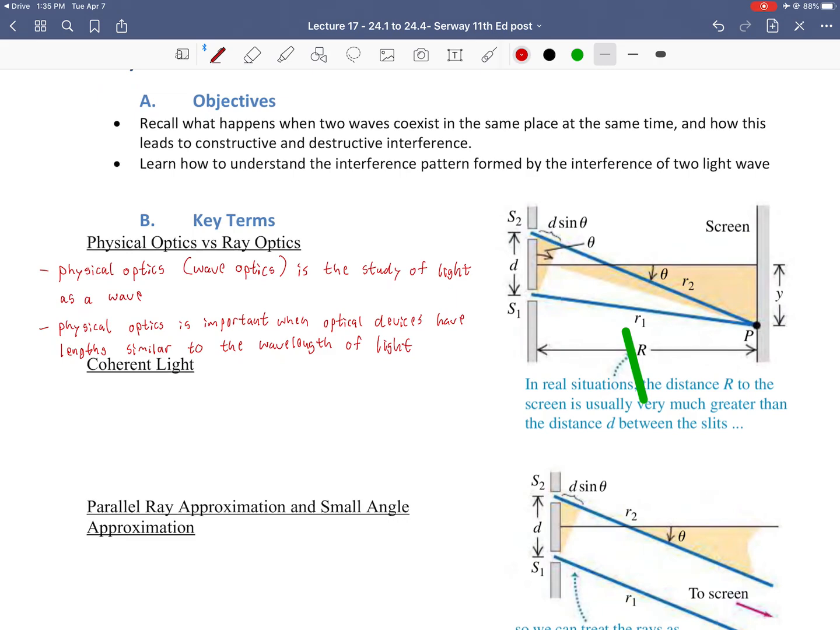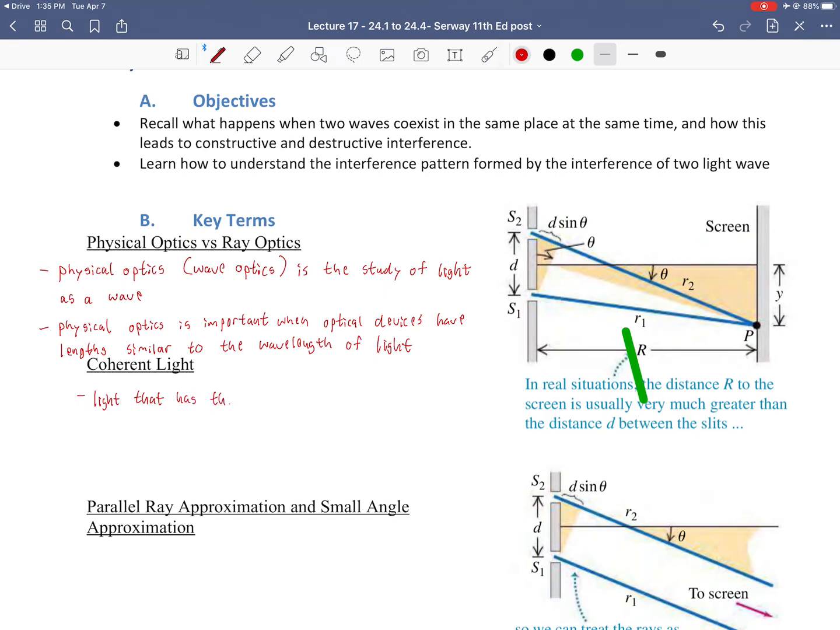Okay? So let's define our next term, which is coherent light. Coherent light is light that all has the same frequency. Okay? So it can be in phase or it could be out of phase. But what we care about is that it's light composed of just a single frequency. And we'll treat it as being in phase as well, for our purposes.